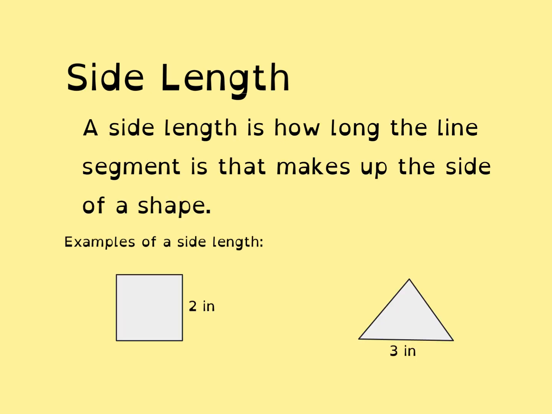Lastly, let's go over what a side length is. A side length is how long the line segment is that makes up the side of the shape. So this line segment right here is 2 inches. We can tell this by the label that is right next to the line segment. For this triangle, this line segment is indicated to be 3 inches long. This will be important when finding the area of a shape.